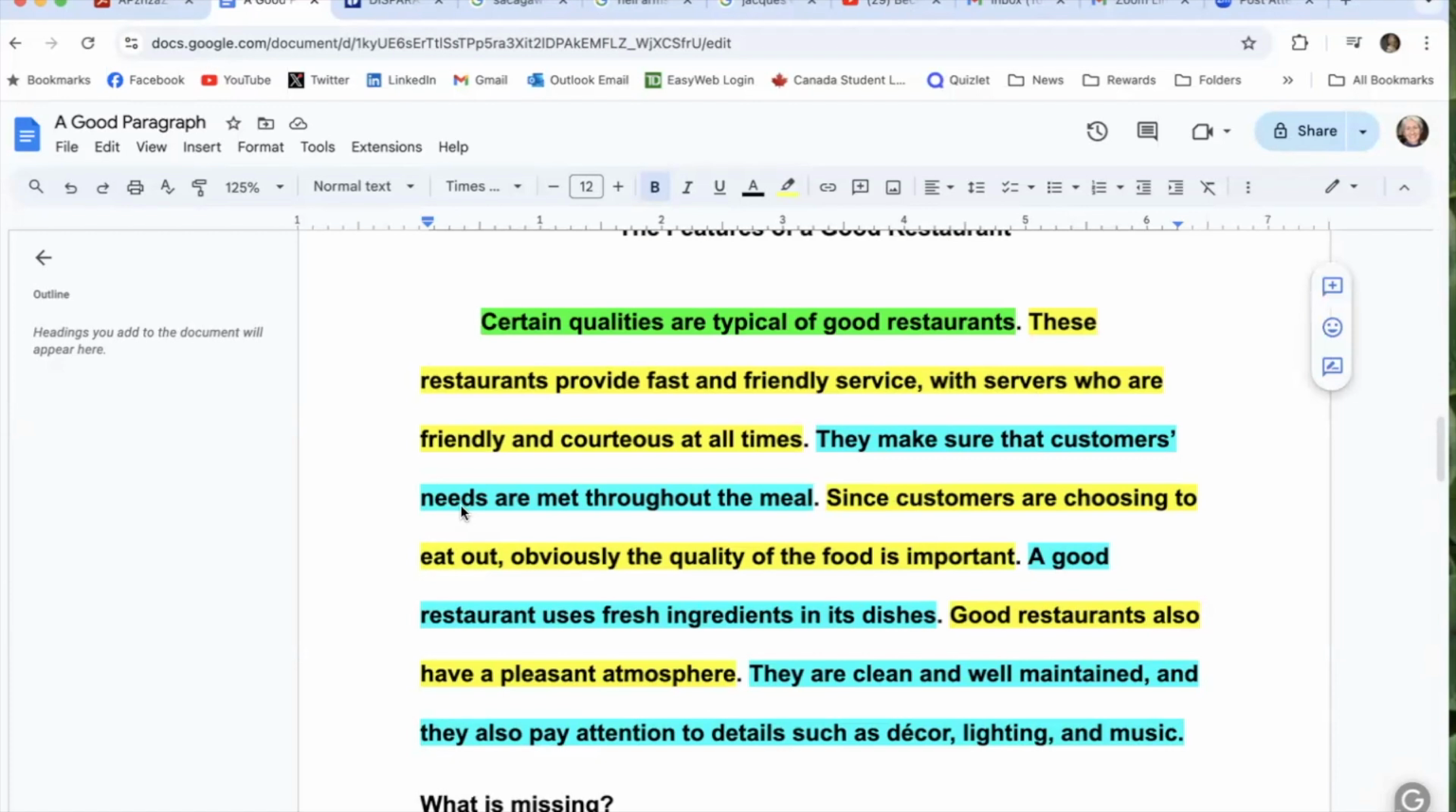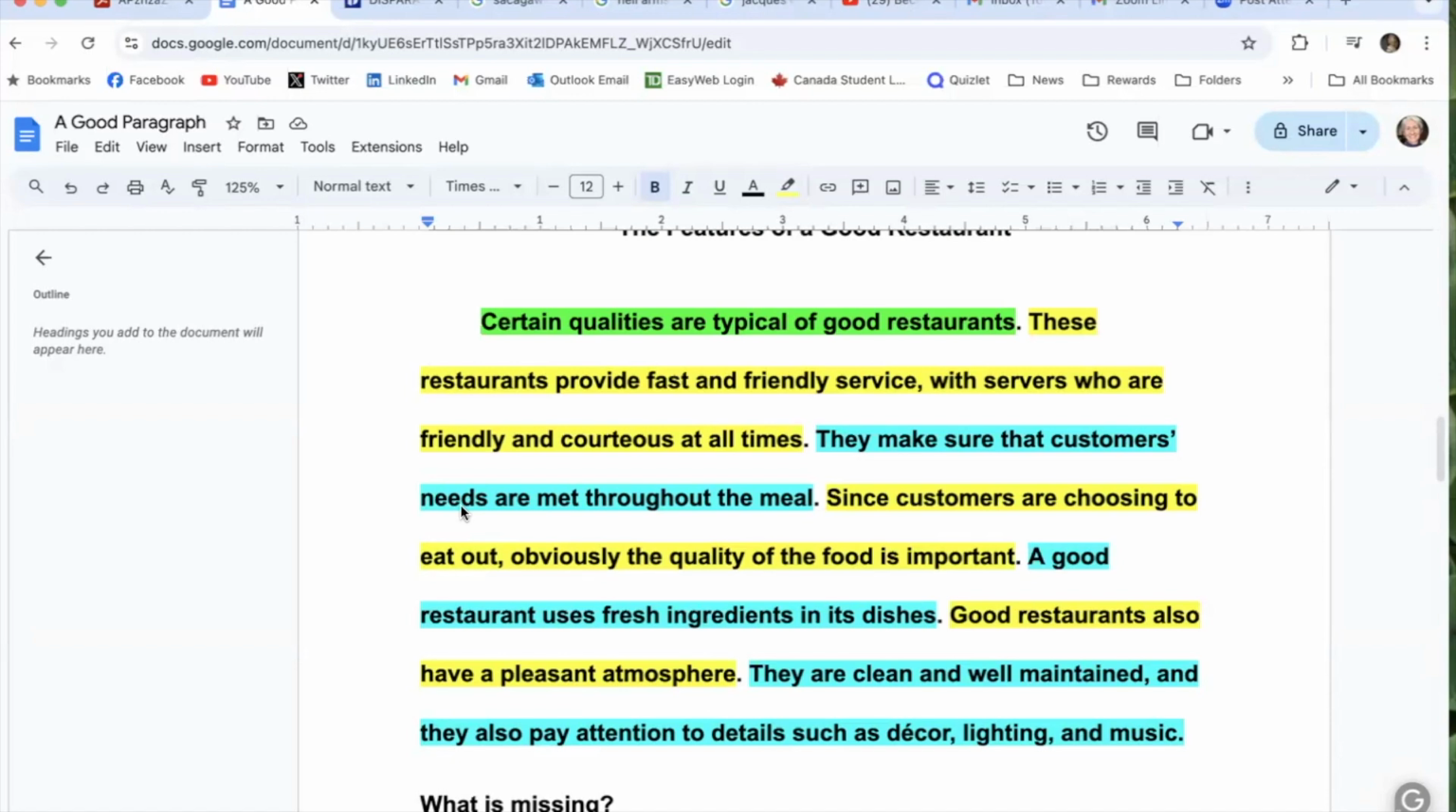What kind of needs would customers have at a restaurant? I'm just curious. Edward? Like if they needed more like water. Yep. Yep. Good. Water is one need. So as we can see, they didn't provide examples of the needs. If this was an essay, we could do that. But it's only a paragraph, so we want to keep the paragraph short, okay?